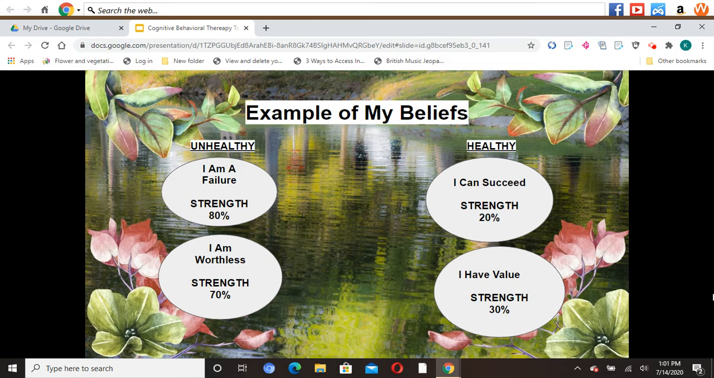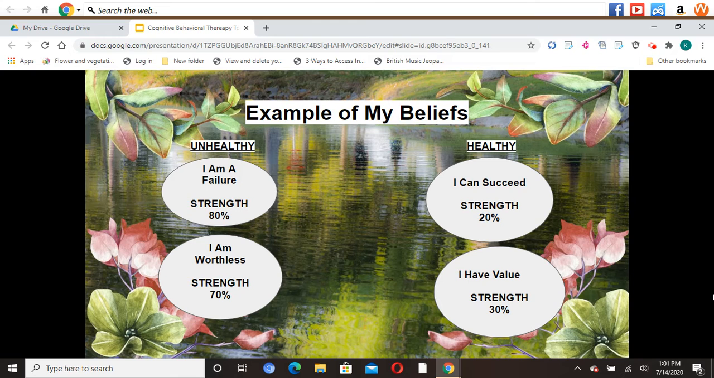Then you look at your healthy one, I can succeed. There were times that I did succeed. Maybe I got a really good score on a test, or did really well in a class, or got an achievement at work. So I think it would be a 20% strength.